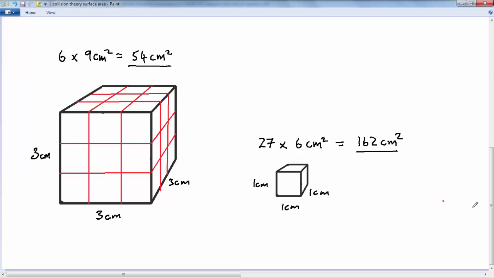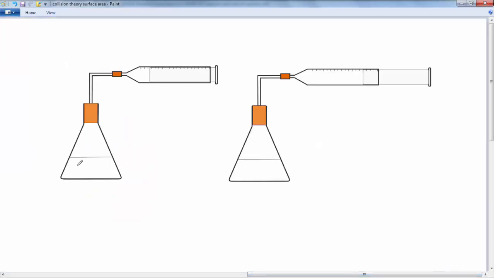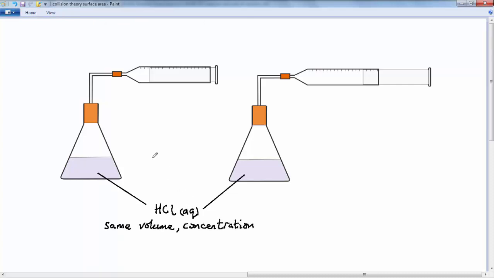So surface area is very important in increasing reaction rate. Let's have a look at a practical demonstration of this. Again, we're going to stick with our hydrochloric acid and zinc. We've got equal amounts of equal concentration dilute hydrochloric acid, and this time we're at the same temperature. We're going to keep the temperature constant at 20 degrees Celsius, and we've got equal volumes. We want to keep everything constant.